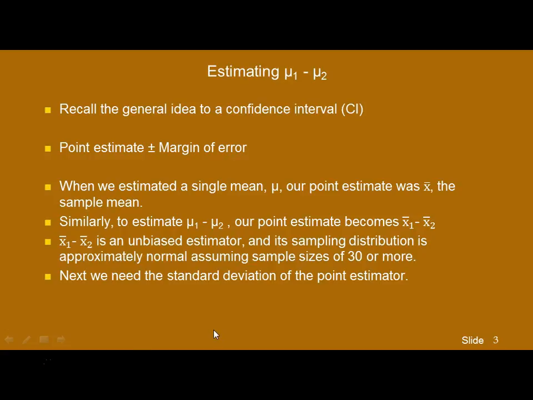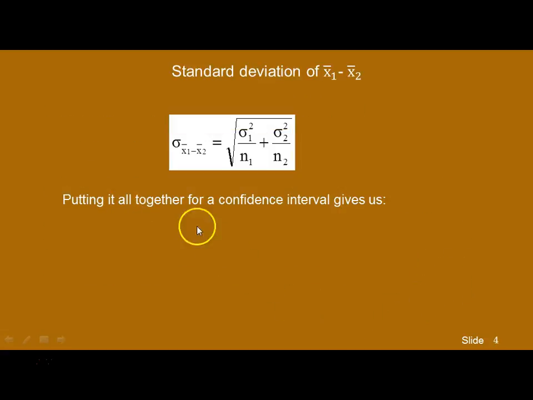It turns out in mathematics you can prove that x1 bar minus x2 bar is an unbiased estimator, and that its sampling distribution is approximately normal by the central limit theorem for sample sizes of 30 or more. You might also recall that when we form the margin of error for a confidence interval, we need the standard error of the estimate, or the standard deviation of the point estimator. So we need the standard deviation of x1 bar minus x2 bar. Now we're just going to give you the formula for it here. Sigma of x1 bar minus x2 bar is the square root of sigma 1 squared over n1 plus sigma 2 squared over n2.